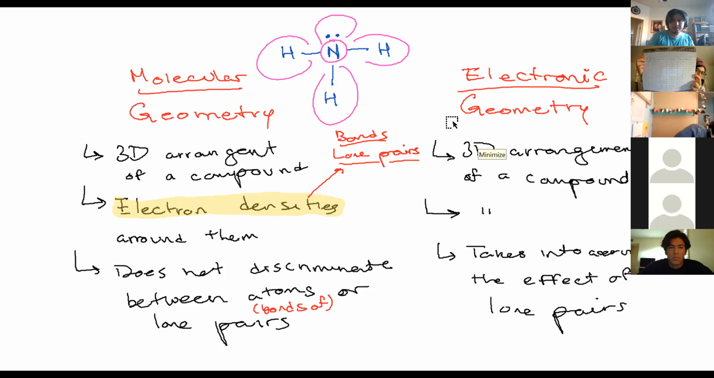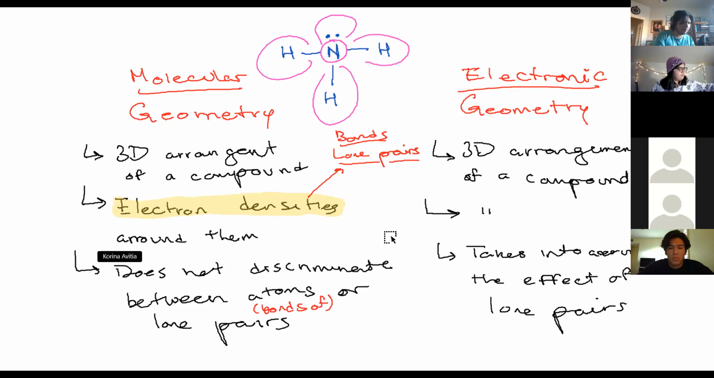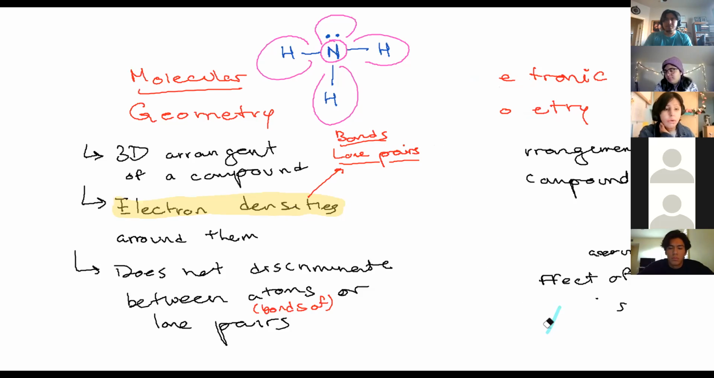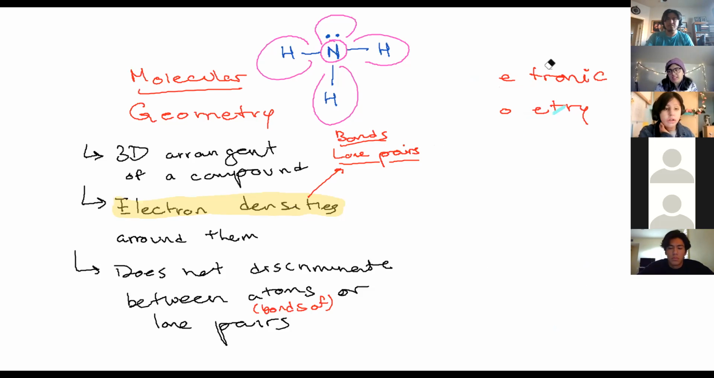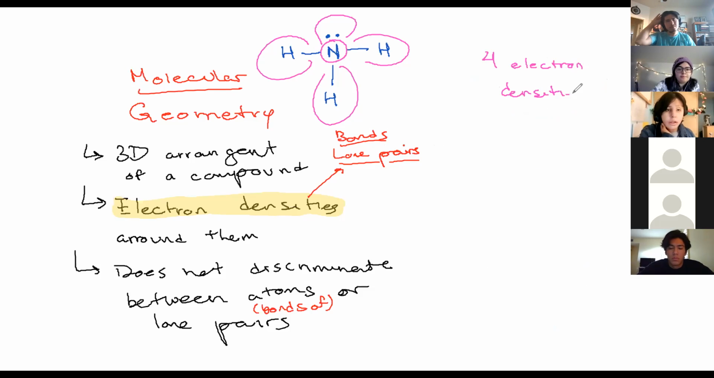So yeah, it does relate to VSEPR. So this is what molecular geometry and electronic geometry relate to. The thing about molecular geometry is that it takes into account how many atoms or how many lone pairs it has around it, and depending on how many it has, they'll have some sort of specific molecular geometry. So let's take, for example, this case, ammonia. We already said we have 4 electron densities. So what is the molecular geometry if you have 4 electron densities around it?